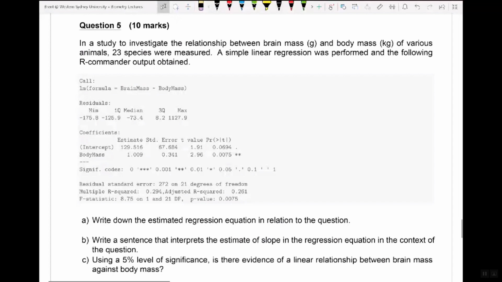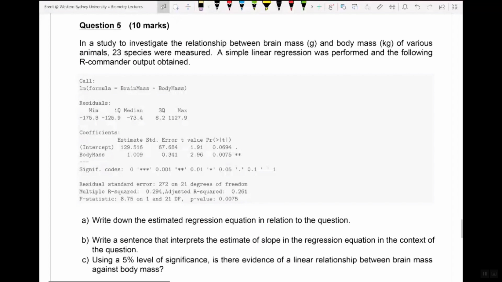So that's both those questions answered as you would answer them in the final. Using a 5% level of significance, is there evidence of a relationship between brain mass and body mass? So to work that out, we're looking for evidence of a linear correlation. And to find statistically significant evidence, you need a p-value. The p-value that we need for linear correlation is the one that corresponds to the slope. This one here. Whoops, need to dial in just on that one there.